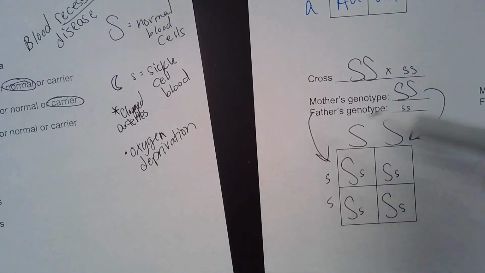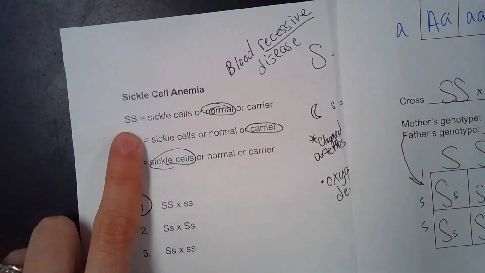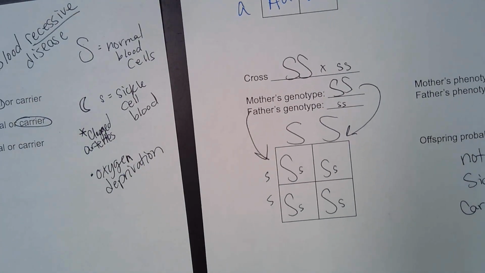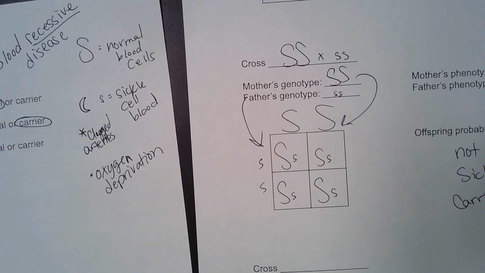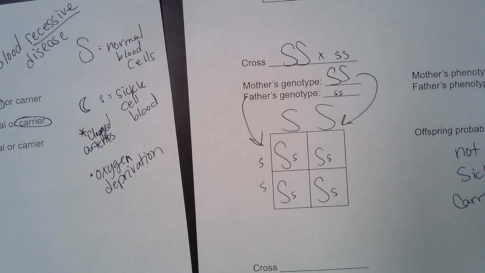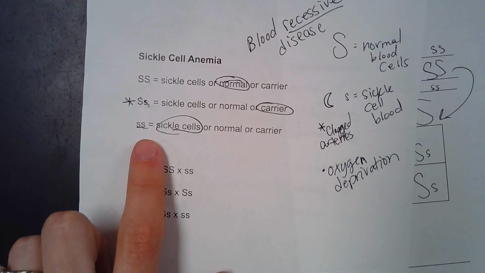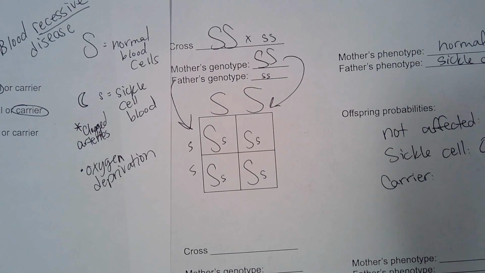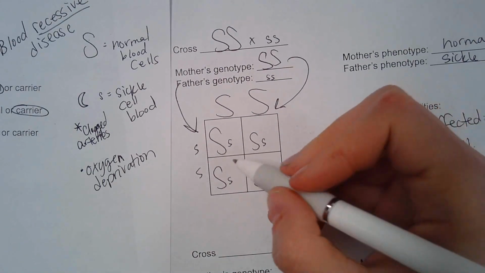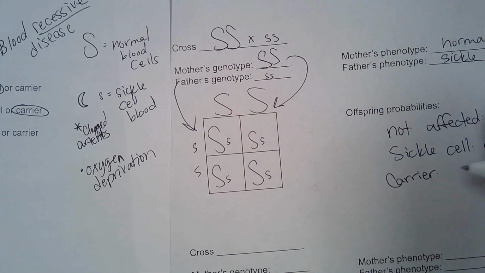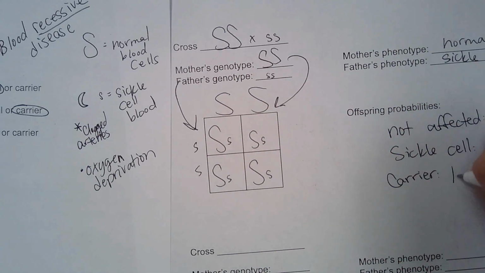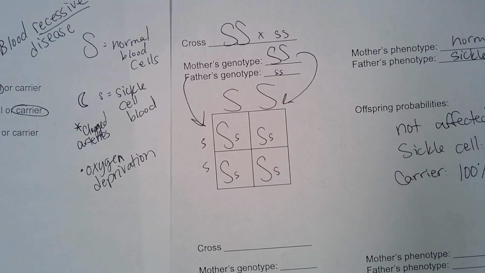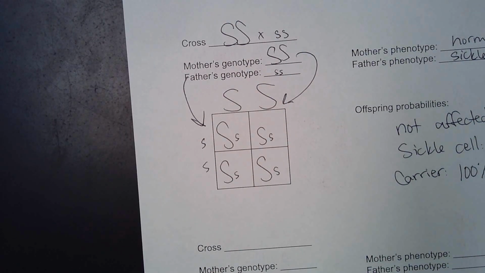So none of these have capital S, which is normal. So there's a 0% chance that they'll have a child that is totally normal, not affected, not a carrier. None of them have 2 recessive genes, so none of them are affected by sickle cell anemia, but all 4 of them have the carrier genotype, so 100% chance that their child will be a carrier of the disease. So they won't have it, but they could pass it on to their children.